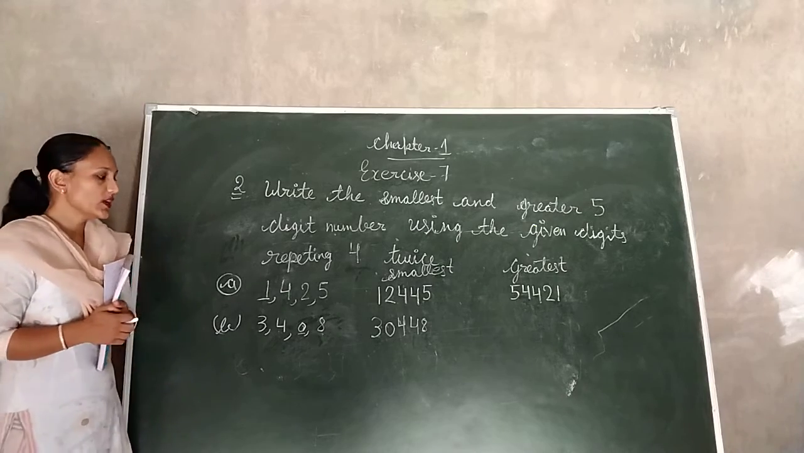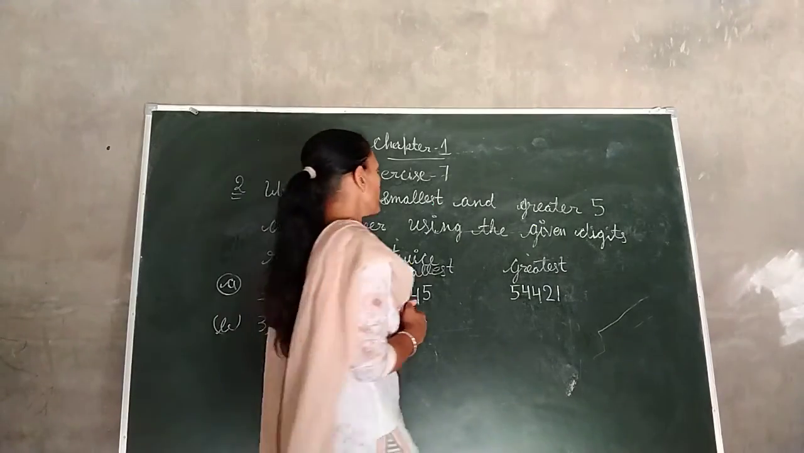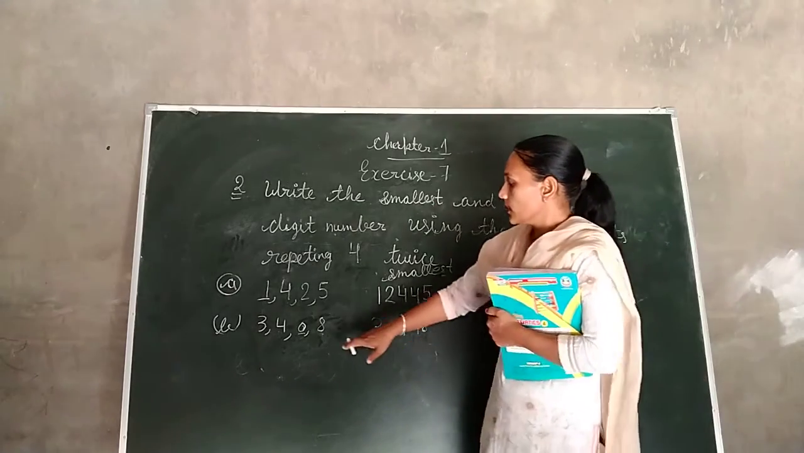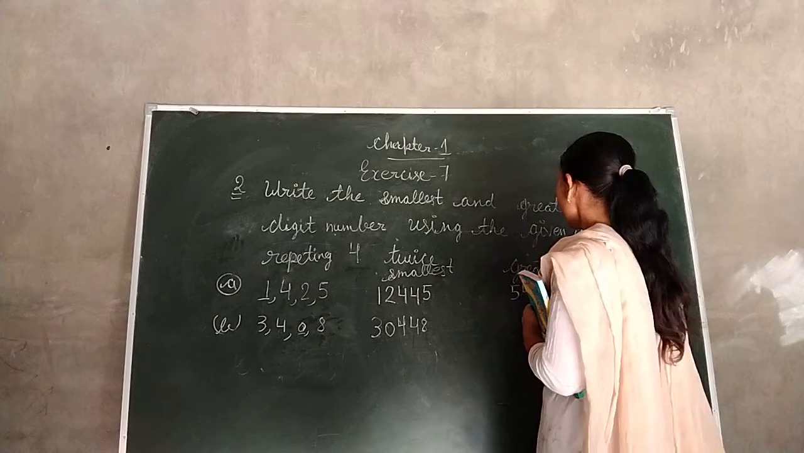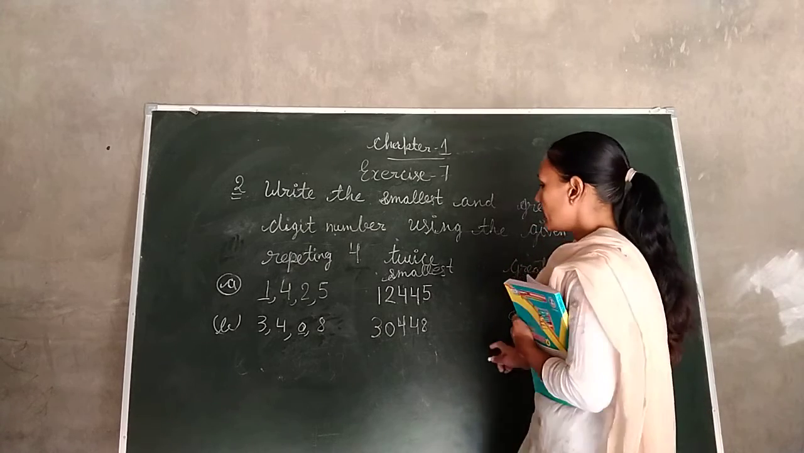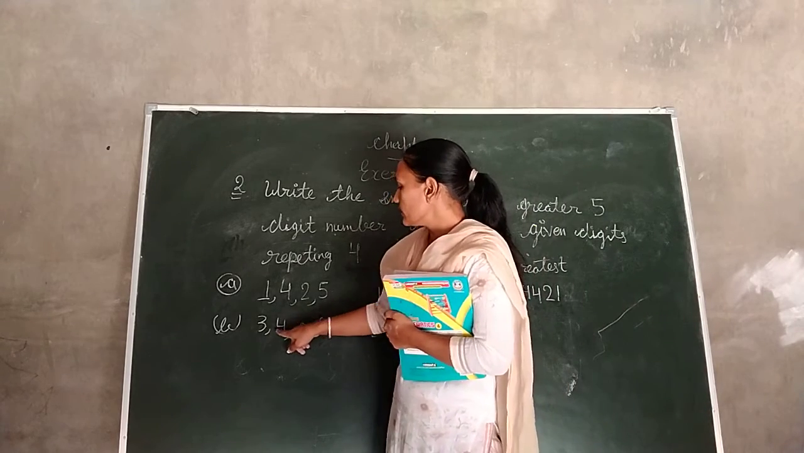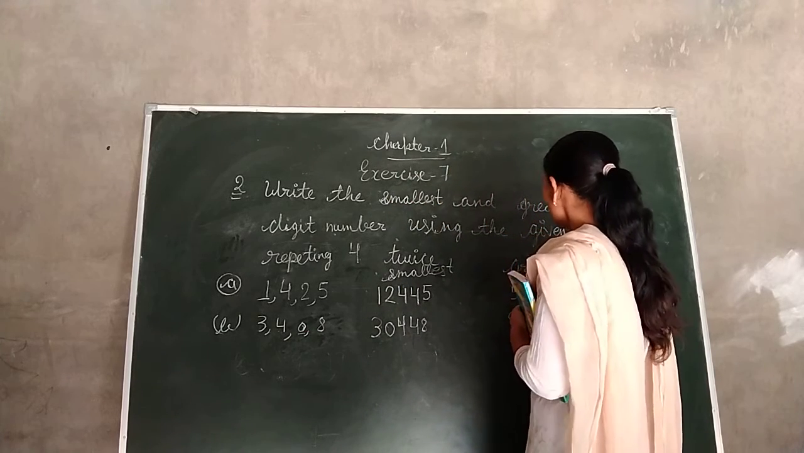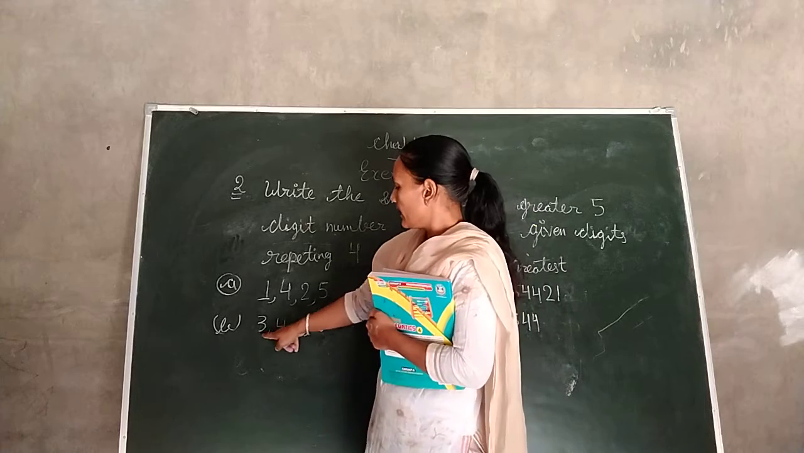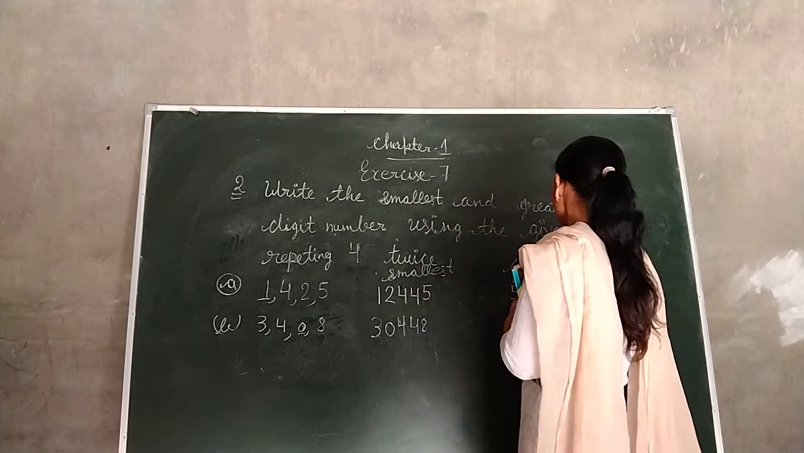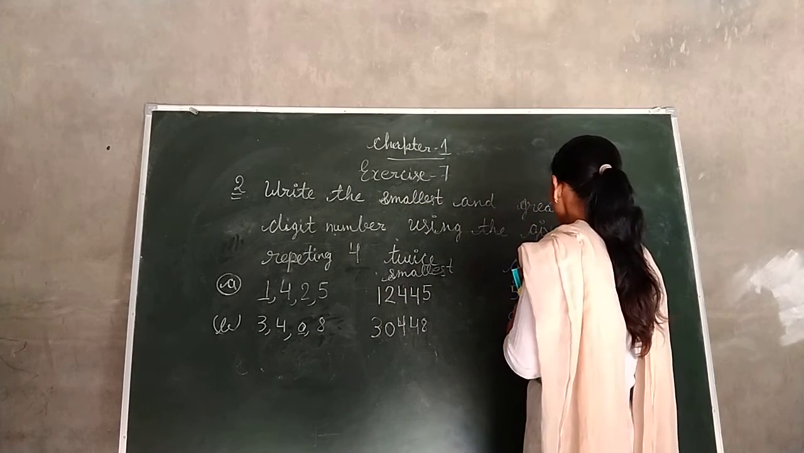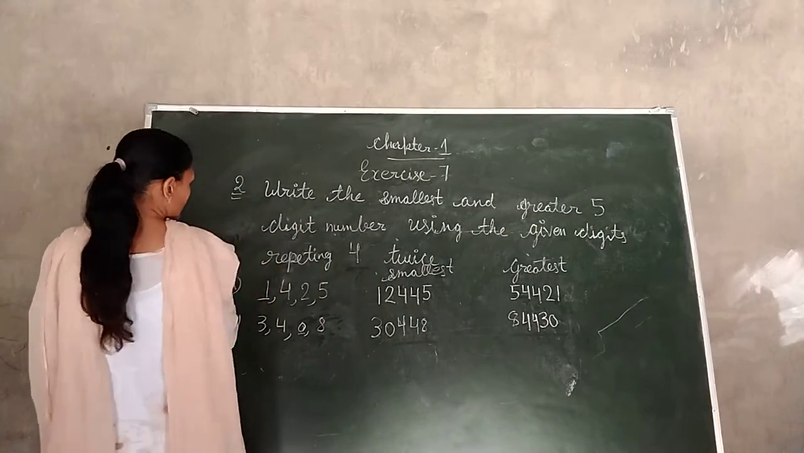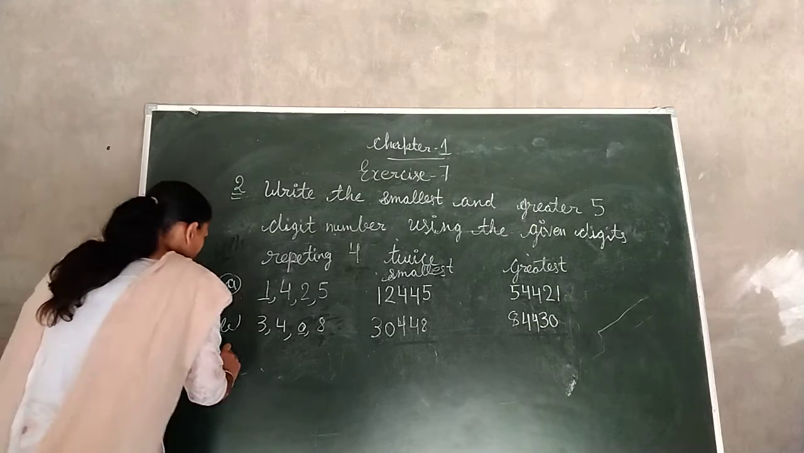Next, when we have to make the greatest number, what we have to do is arrange these numbers in descending order. So which is the greatest digit? 8. After that we have 3 digits, which is the greatest? 4. But we have to repeat 4 twice. So we will write 4 two times. Next we have 3 and 0, which is the greatest? 3. And next we have 0. So this is the greatest number and this is the smallest. Next C part.